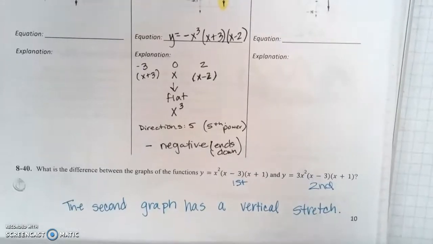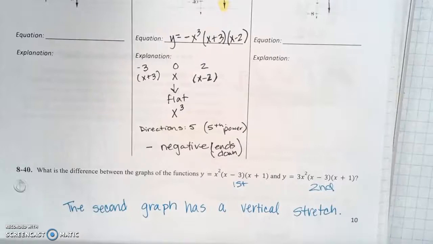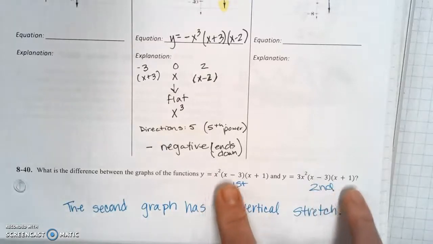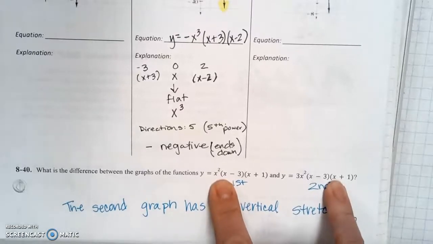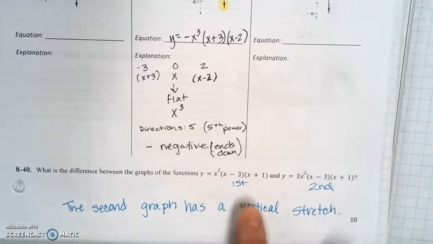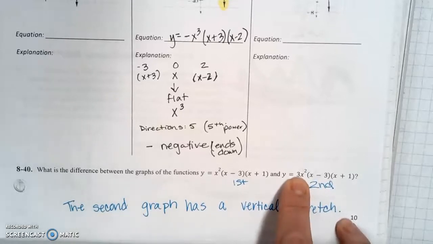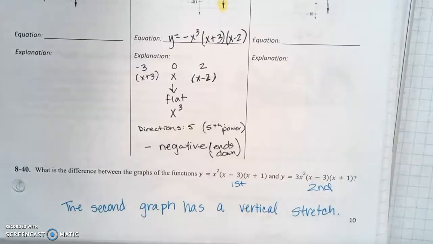All right, down at the bottom, question number 40 says, what is the difference between the graphs of the function x squared times x minus 3 times x plus 1 and the function 3x squared times x minus 3 times x plus 1? Okay, what you're going to notice is the first and the second are essentially the same. The only difference is that 3 right there, that coefficient of 3. What does that 3 do?